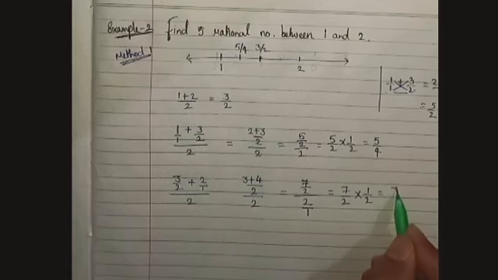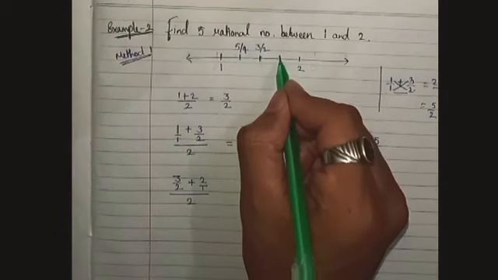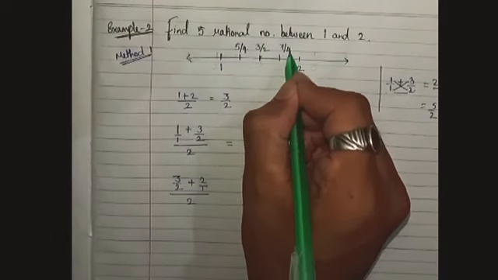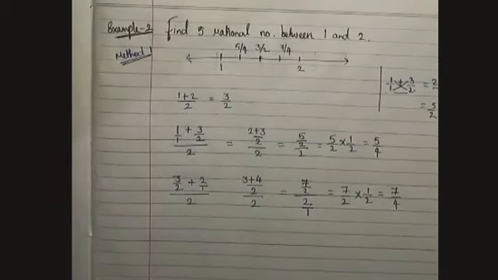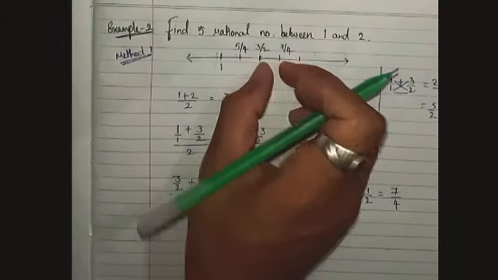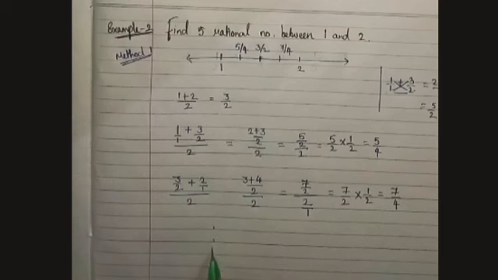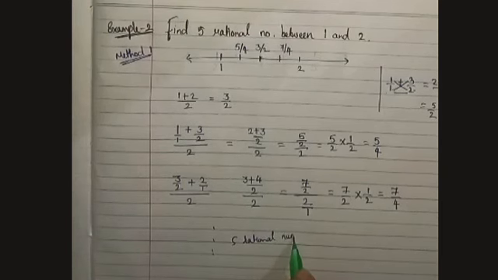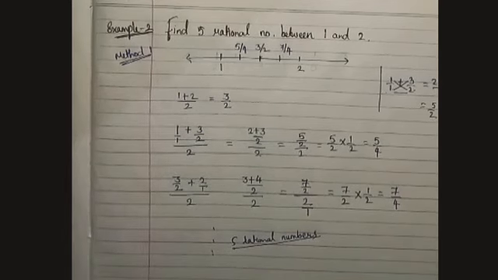So I will get 7 ones is 7 upon 4. Clear? So this number lies over here. In the same way, now I can find a number between these two numbers, and I can find out 5 rational numbers. Clear? This is my first method.